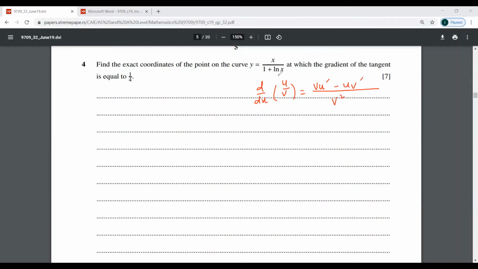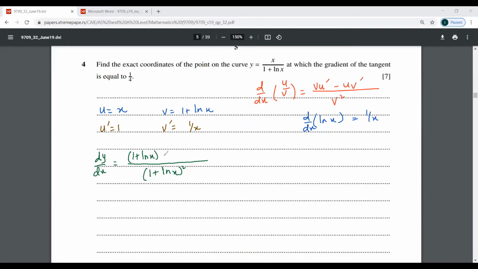The second thing is you will have to differentiate ln x. The derivative of ln x is 1 over x. You need to know this. So my u is x and my v is 1 plus ln x. So u dash is going to be 1 and v dash is going to be 1 over x. Therefore dy by dx will be 1 plus ln x whole square. Then I have 1 plus ln x times 1, I don't need to write that, minus x times 1 over x.